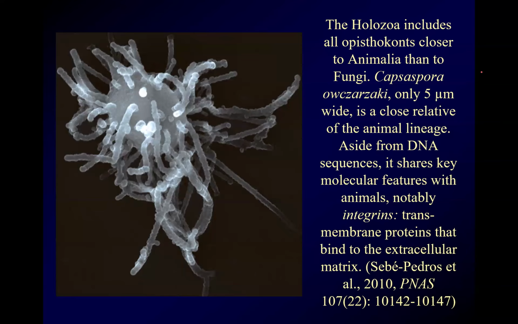What we do know from sequencing its DNA is that it is closely related to the animals, even though it is not itself an animal. And it's got some molecular features that we thought only animals had. Notably, it's got a family of transmembrane proteins called integrins.